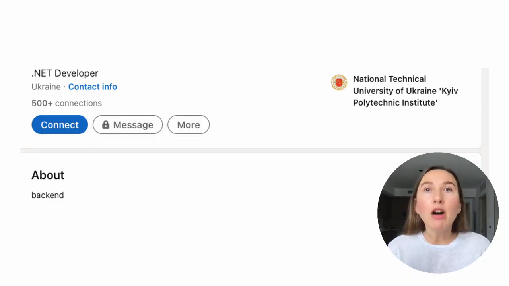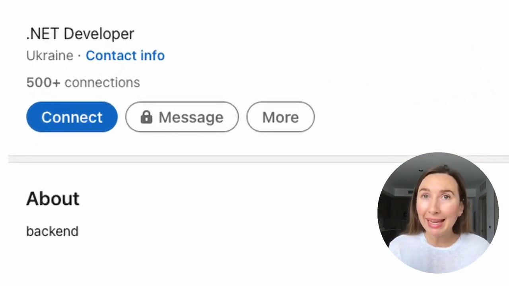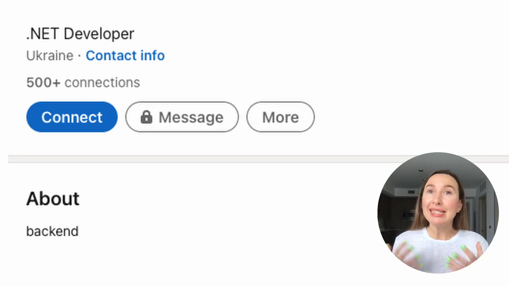Here is an example of a not so good About section description. Why? What do we know about the professional behind the name? Backend what? What can this person do? What has this person done so far? We don't know anything about this person, and the About section doesn't tell us anything. This is not the About section that an employer wants to see.